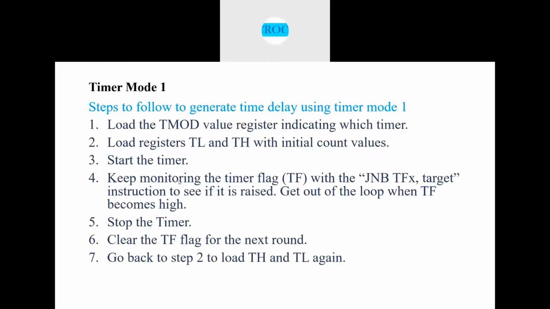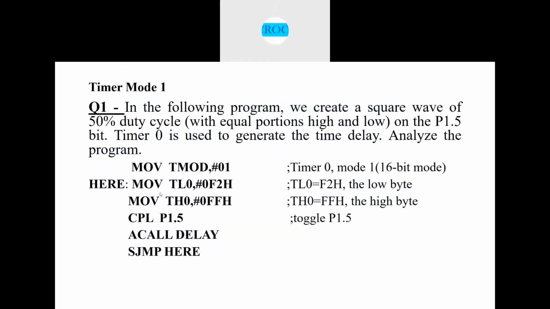Next, what is the next step we have? Load registers TL and TH with the initial count values. What we have is MOV TL0 comma #0F2H there, right? You can have any initial values. I'm initializing it with this value, right? And MOV TH0 comma #0FFH here.